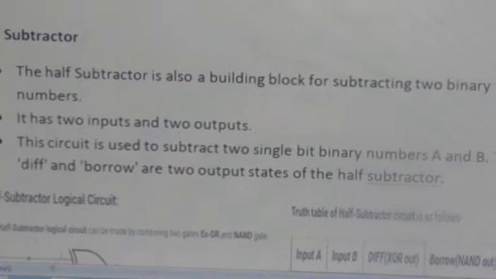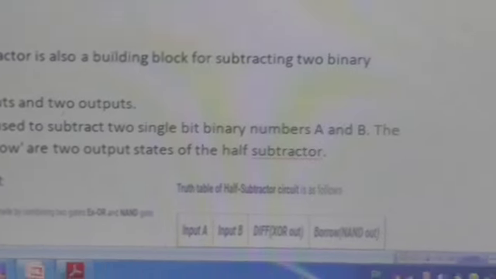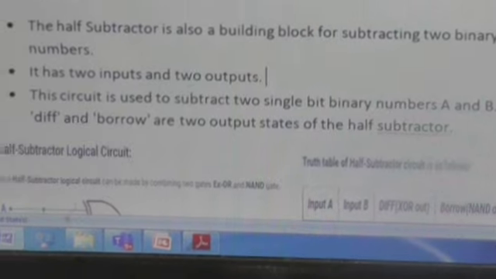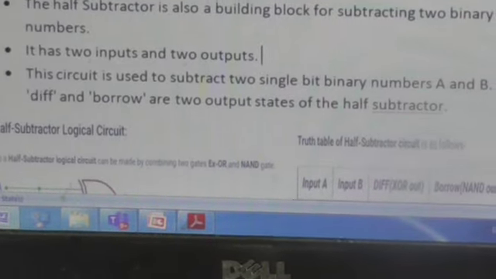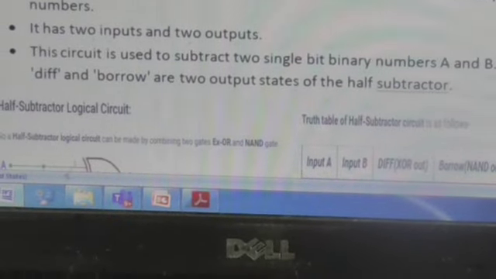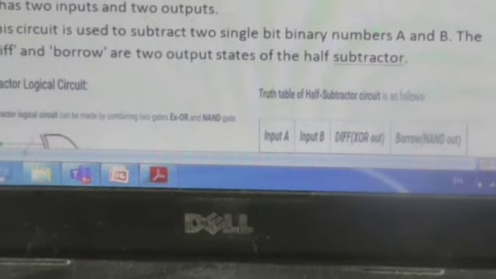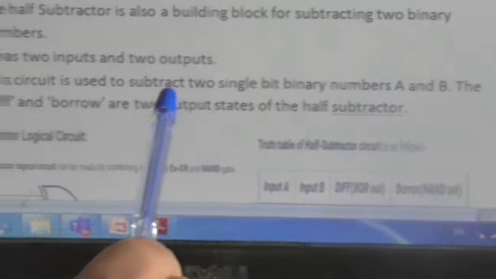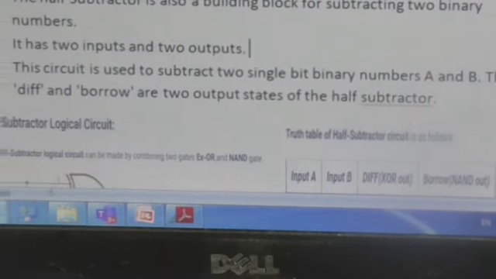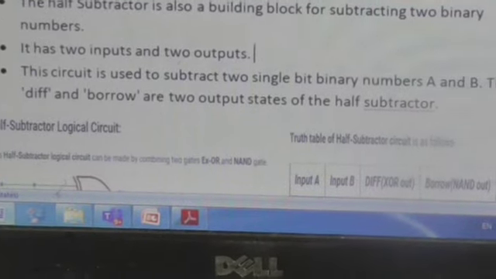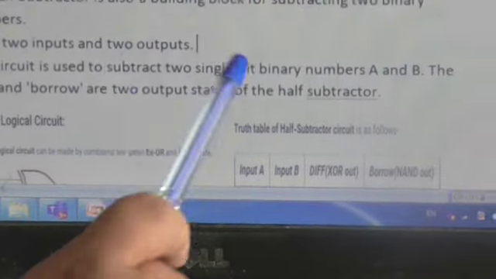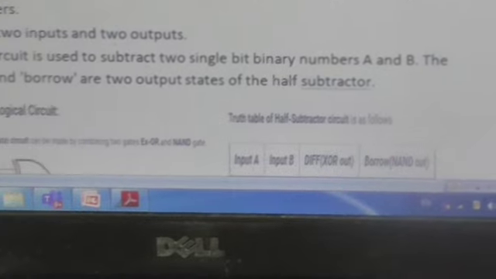The half subtractor is one of the building blocks for subtracting two binary numbers. Whenever we want to subtract any two binary numbers, we should go with the half subtractor. It has two inputs and two outputs. The circuit used to subtract two single-bit binary numbers A and B is called a half subtractor.